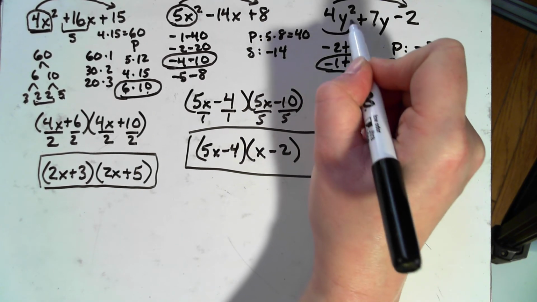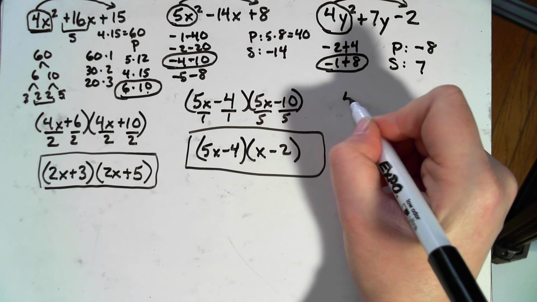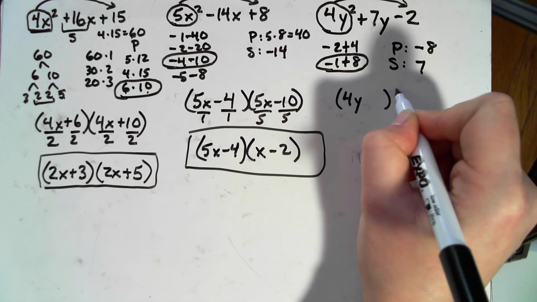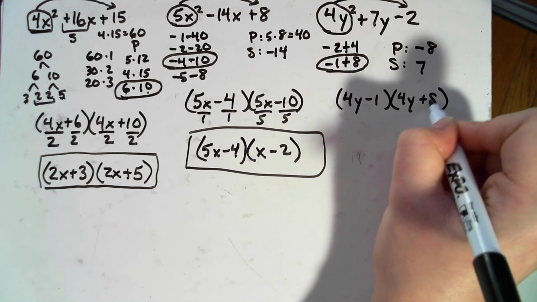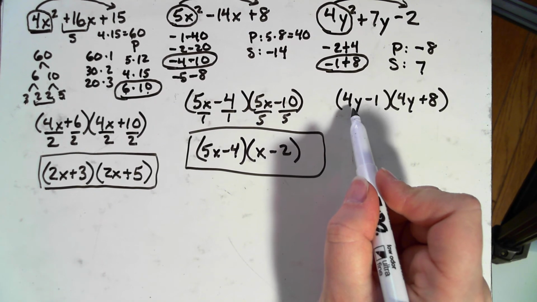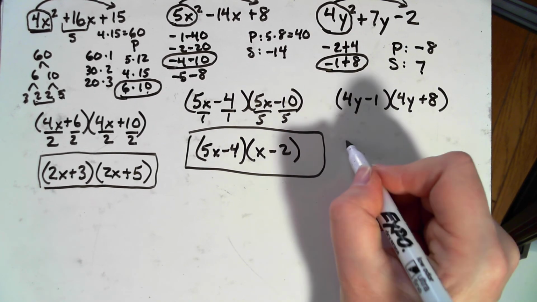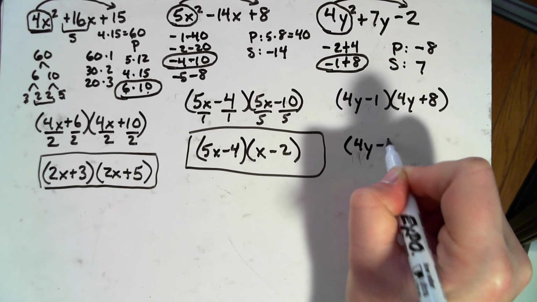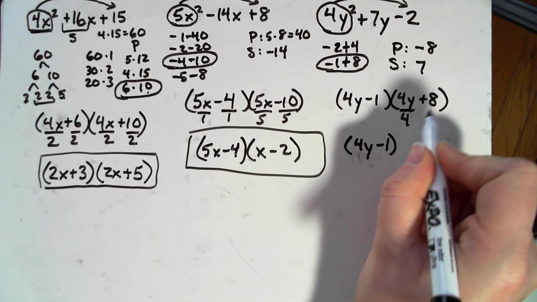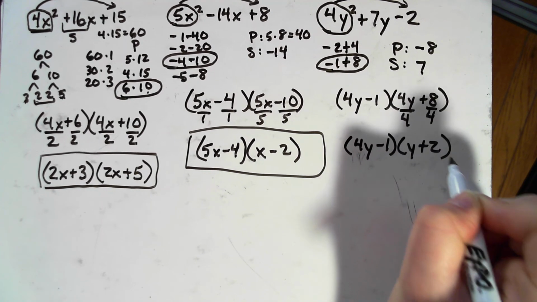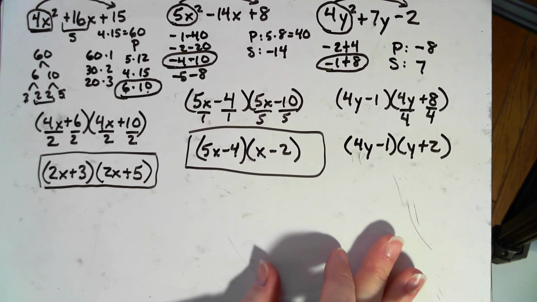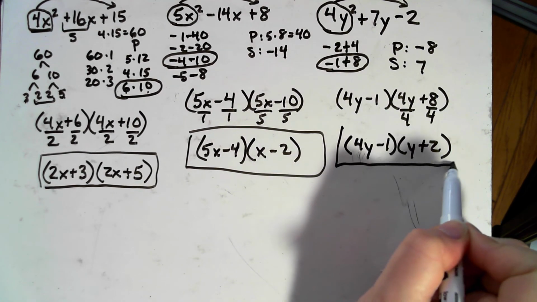And I'm going to keep my 4y in both of these. And I'll put my negative 1 and my positive 8. Now, dividing by the GCF. This GCF is 1, so nothing's going to change. This GCF is 4, so I get y plus 2 here. Okay? So that's it. That's how you factor these quadratic trinomials.